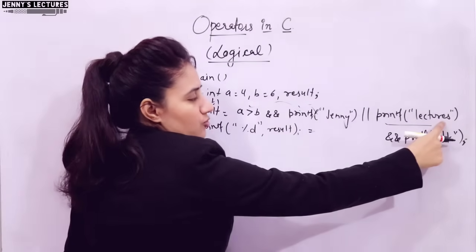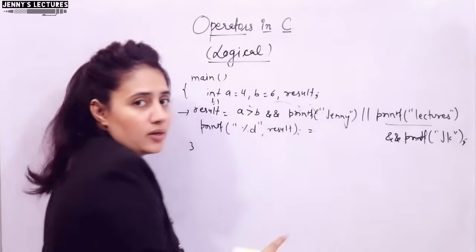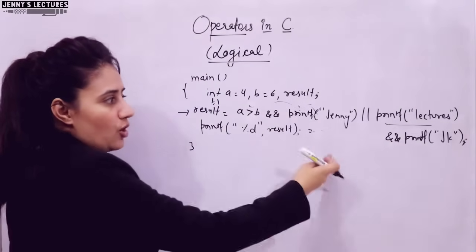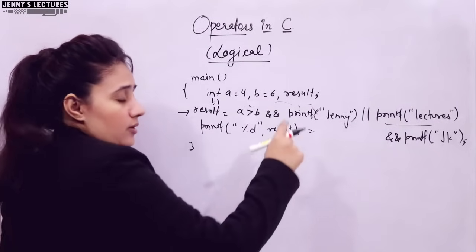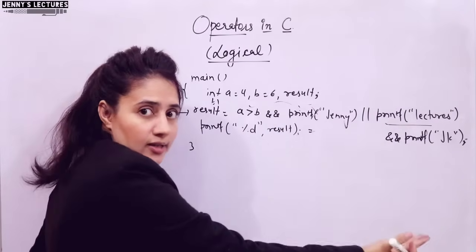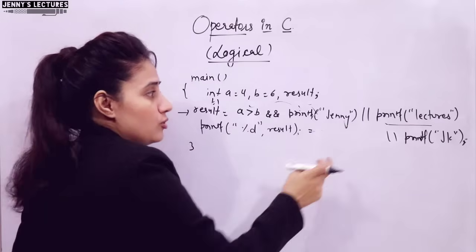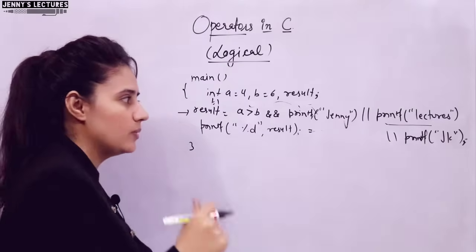Now if I write like this, I have modified it a little bit. Up to this, lectures, we have the same, after that I have added logical AND printf jk. Now you need to tell me what is the output of this program. And one more, you need to tell me the output of this one, and in another, just replace it with logical OR. For this also tell me what will be the output.